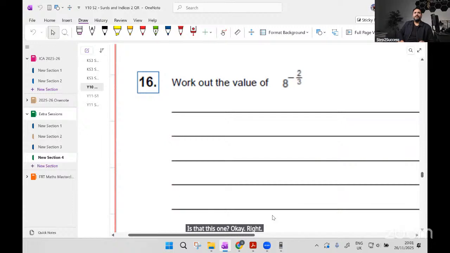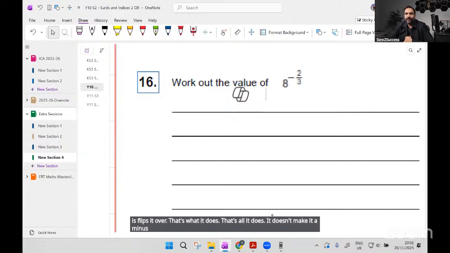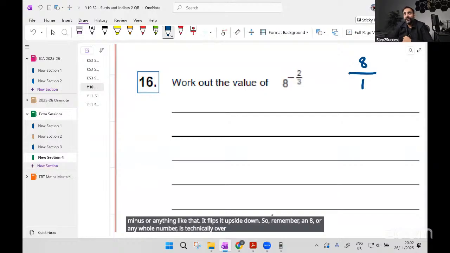Right. Well, let's talk about this. When you have a negative indice, negative power, which is what this is, then what it does to your big number is flip it over. That's all it does. It doesn't make it a minus or anything like that. It flips it upside down. So remember, an 8 or any whole number is technically over 1 as a fraction. So if it flips over, it is 1 over 8.